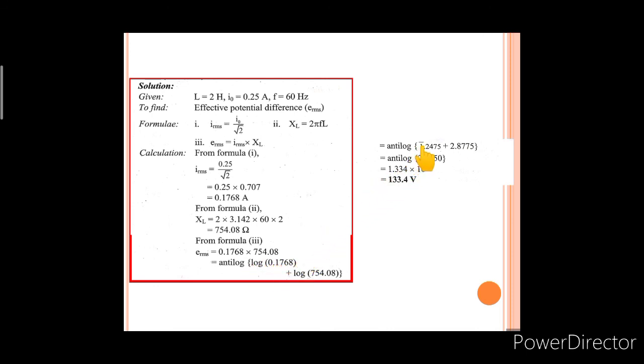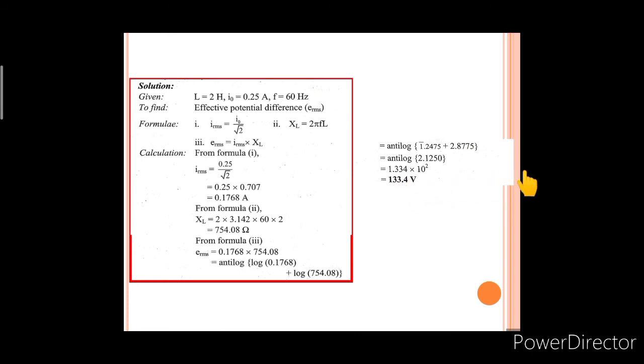Then in the next step we write anti-log, and in the bracket the value of log 0.1768 is written as bar 1.2475, plus the value of log 754.08 is written as 2.8775. We solve the bracket and get the value as 2.1250. In the next step we take the anti-log of 2.1250 and the value we obtain is 1.334 into 10 raised to 2, and further it is written as 133.4.